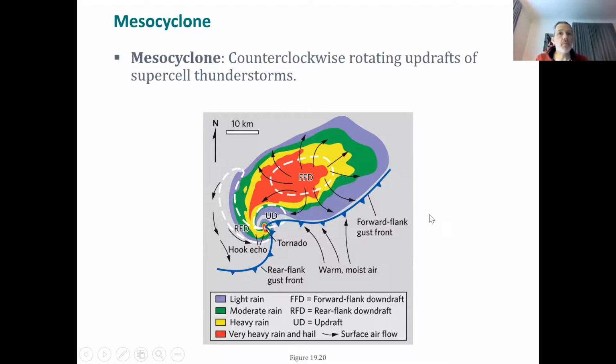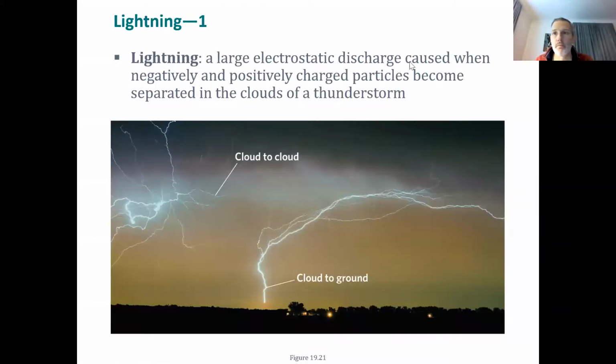So we also have mesocyclones. Again, mesocyclones are counterclockwise rotating updrafts of supercell storms. And so when we start seeing these mesocyclones, or middle-sized cyclones, these can create some very strong storms. Particularly, these can actually trigger some tornadoes. We're going to talk about tornadoes here in just a second, but before we do, we need to talk about something else associated with severe storms or dangers in the air, and that's lightning.